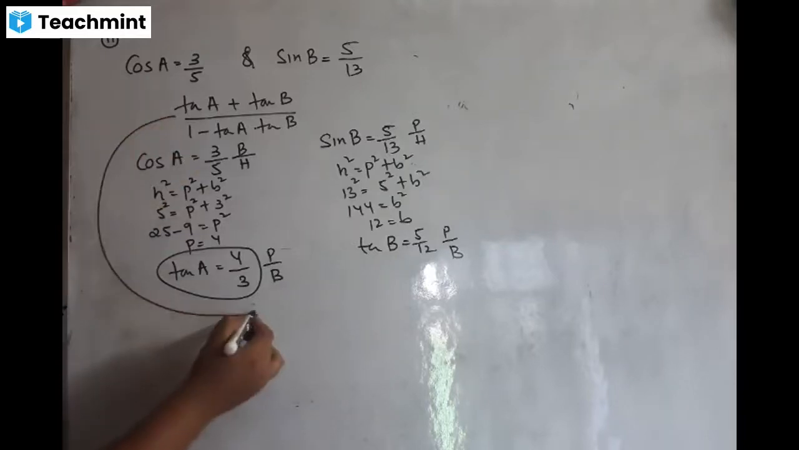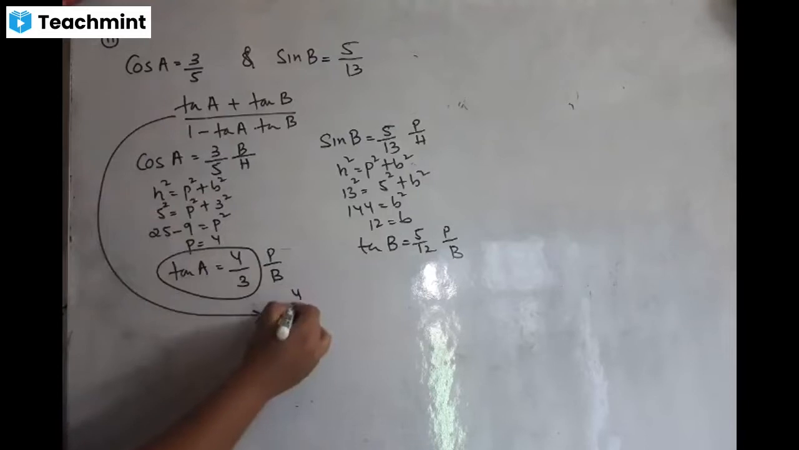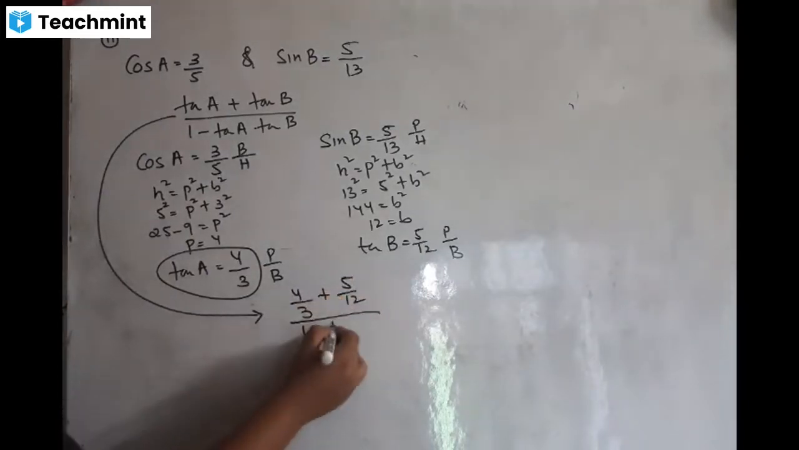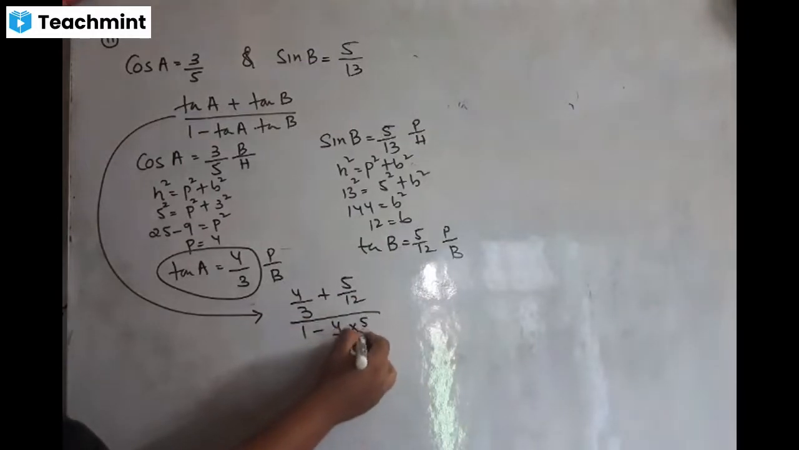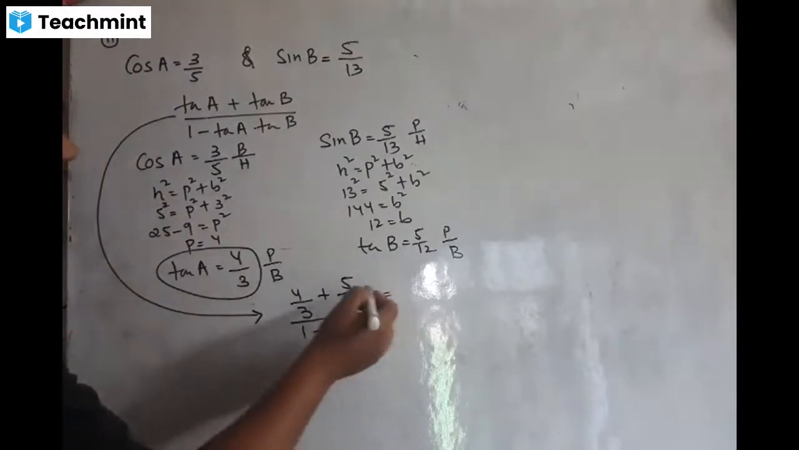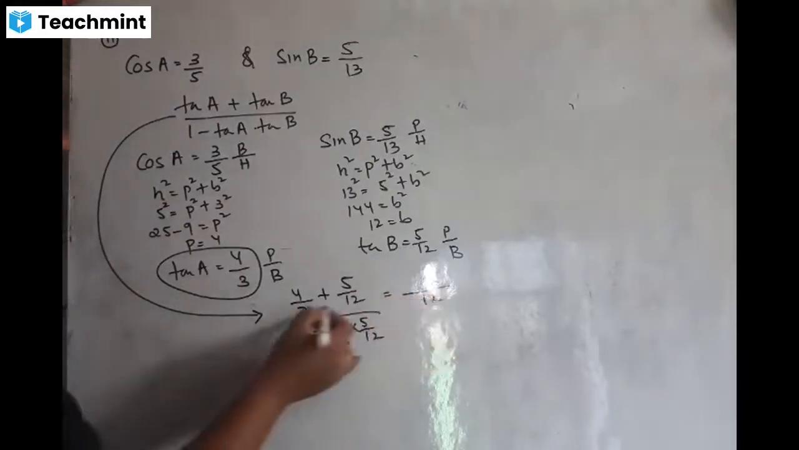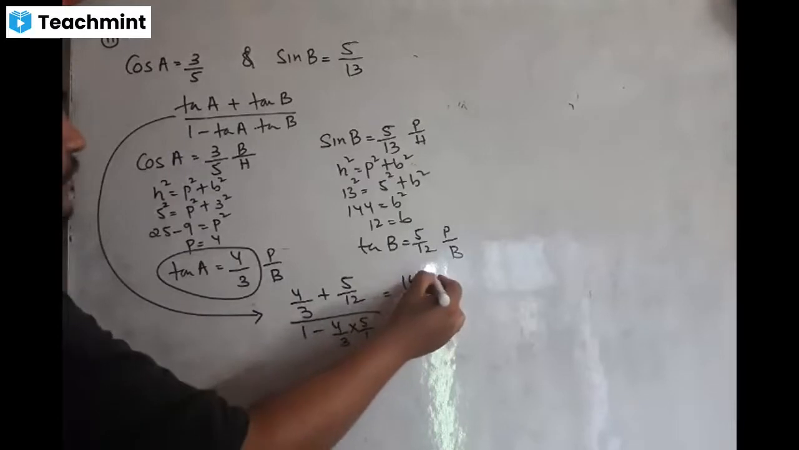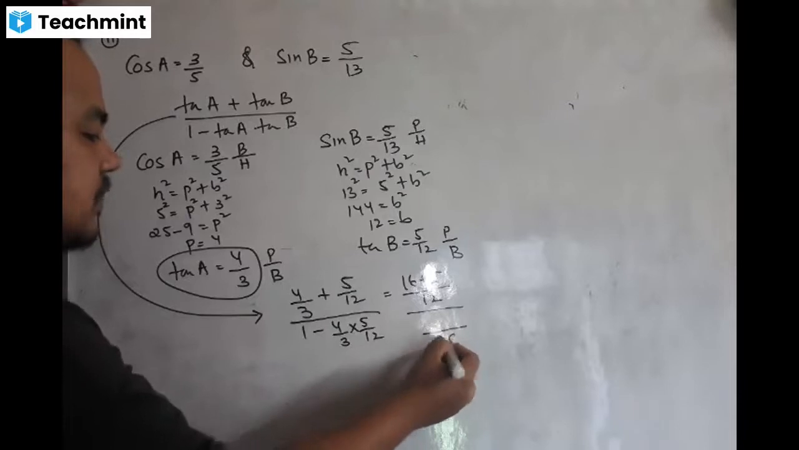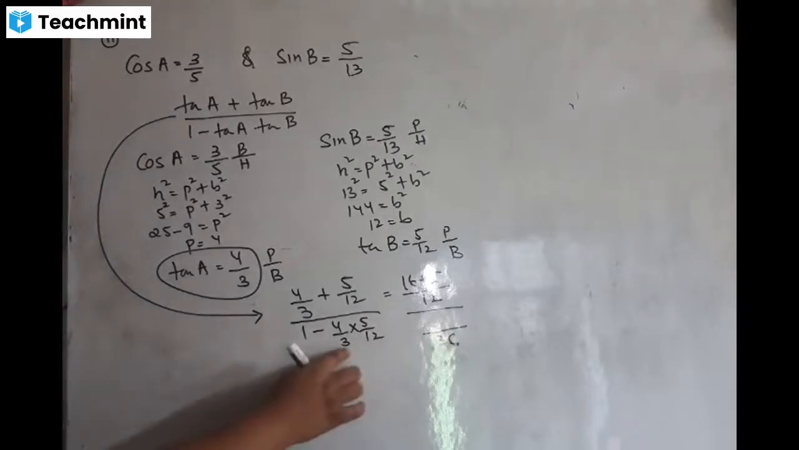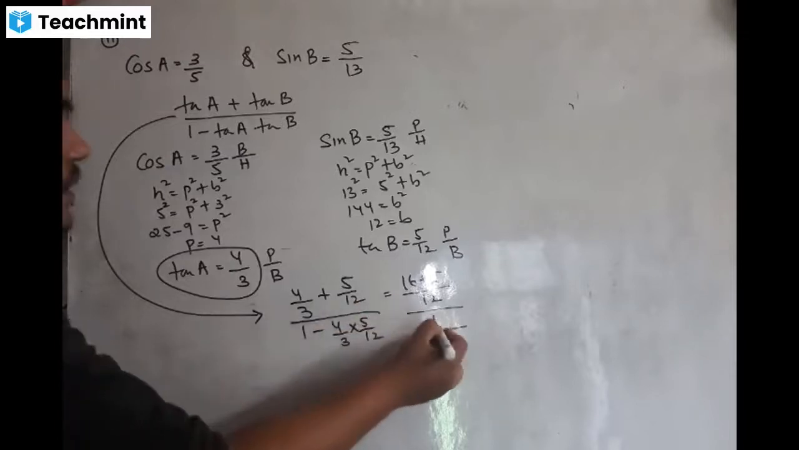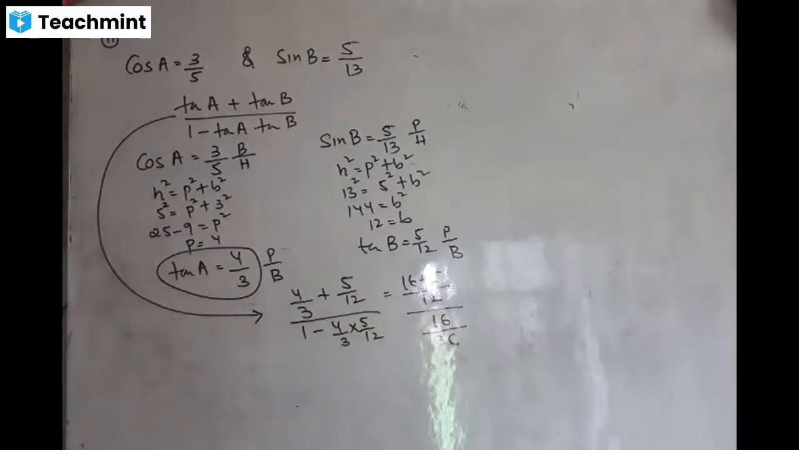Now you simply put the values. So see, what is tan A plus B? 4 by 3 plus 5 by 12, divided by 1 minus 4 by 3 into 5 by 12. What is the LCM? The LCM is 12. 3 4s are 12, 4 4s are 16, plus 5, divided by 36 down here. 3 12s are 36, so 36 minus 20. That will give us 16.